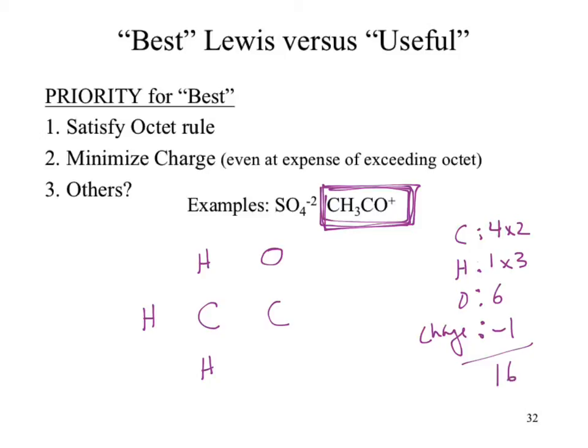I would place my electrons around the oxygen first because it is the most electronegative. There's 8, 9, 10, 11, 12, 13, 14, 15, 16. Anywhere I have a pair of electrons, I can turn into a line, represent that bond. And I would end up with this as a structure.